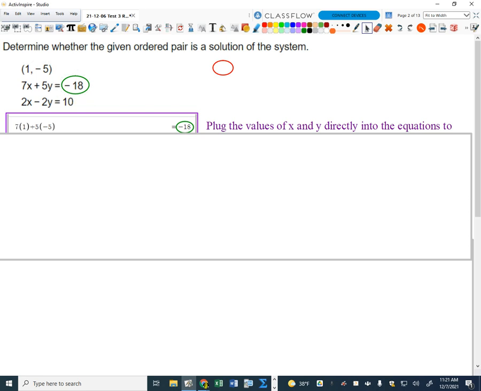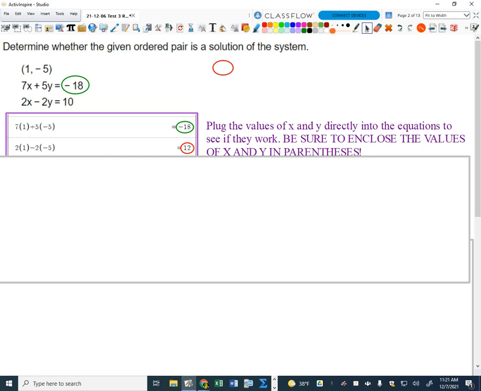How about the next equation? If I plug 1 in for x and -5 in for y, and I could just throw that into Desmos here, I get an output of 12, which is different than 10. And so that one doesn't match up. The ordered pair is a solution of the first equation, so it's a point on that line, but it's not a solution of the second equation. So the point is not on that line.